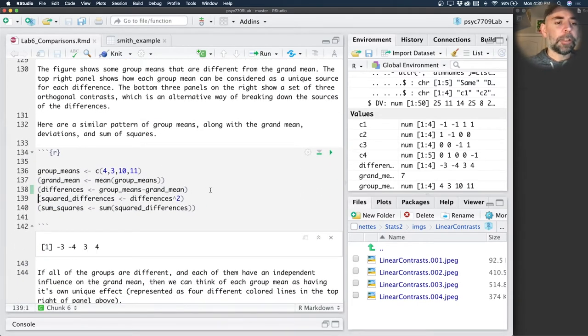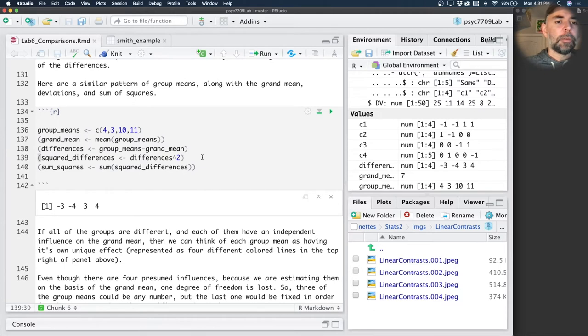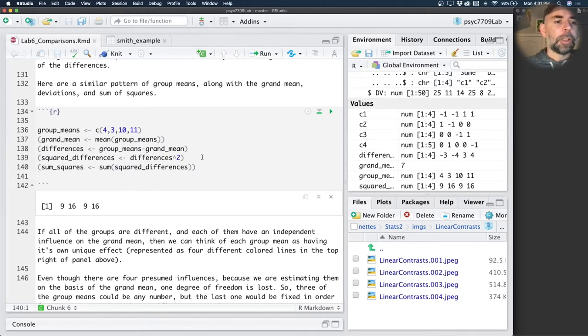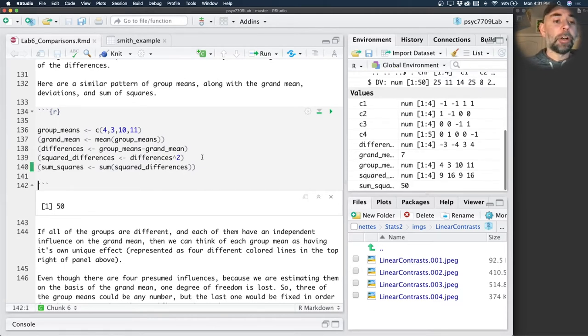Okay, let's get the differences. So these are the deviations between each group mean and the grand mean. And we could square those differences, and we could get the sum of squares, which is just adding them all up. We see that there's 50. So we see there's a grand mean of 7. And if we think about just how much difference there is here, using our sum of squares strategy, we can sum it up and say there's a total of 50 squared deviations from the grand mean.